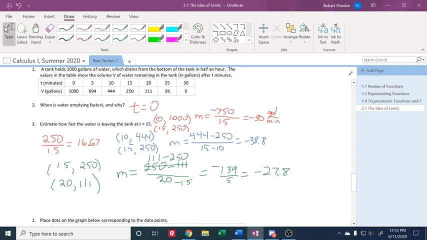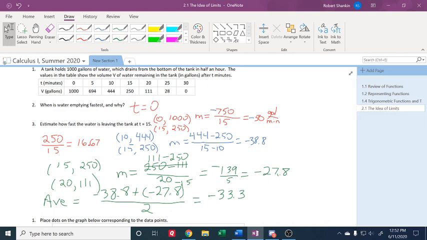So let's take those two and average them. Average equals negative 38.8 plus negative 27.8 divided by 2. And what does that give us? Negative, does anybody have that? Negative 33.3. Negative 33.3. That's what I would get as my best estimate that I can get.